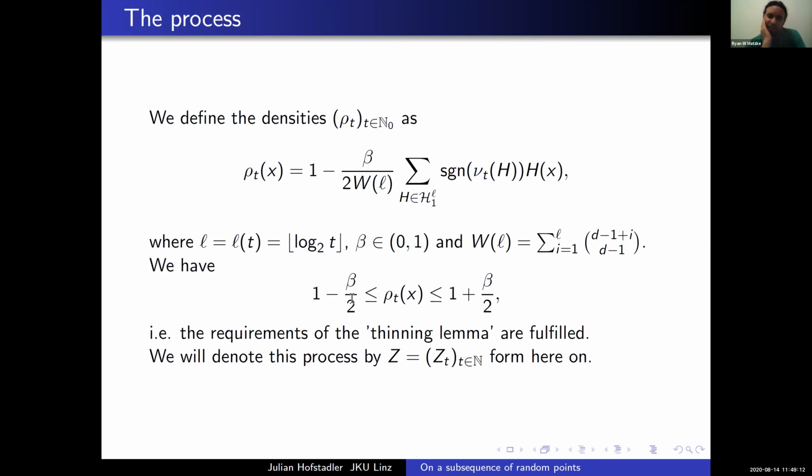But I think the question wasn't about what the difference is between the methods. The question was just like, what is the final bound you get? Is one giving you a better bound than the other? I think that was the question. I cannot attest to the quality. That's a question for Julian.